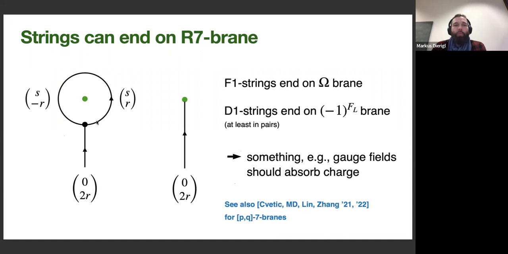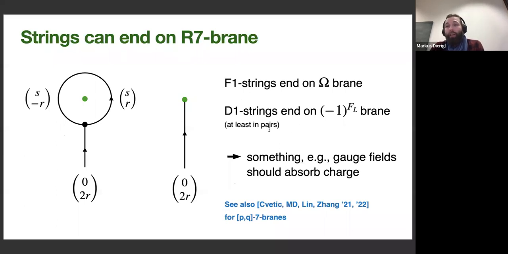So the technique is as follows. You basically take a string loop of general string charge (S, R). Now under the monodromy going around the R7 brane, this will flip it, for example, to (S, minus R). And you can just carry the leftover charge out into a semi-infinite string that goes to infinity. And then you can collapse the string loop on top of your defect. And this basically tells you that at least an even number of strings can end, and it's a bit more subtle to argue that also a single fundamental string or D1 can end. But this suggests that F1 strings should be able to end on the omega reflection brane, whereas D1 strings should be able to end at least in pairs on this (-1)^{F_L} brane.